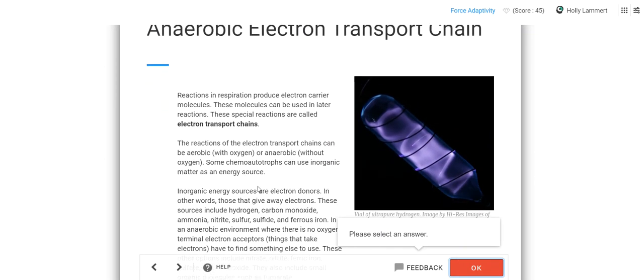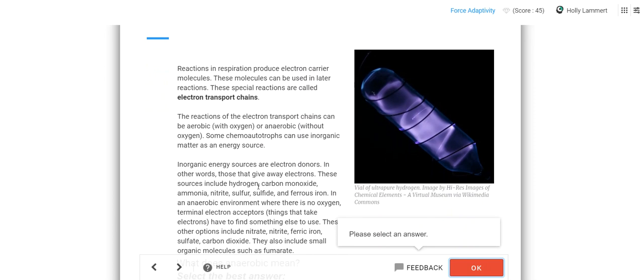Aerobic electron transport reactions in respiration produce electron carrier molecules. These molecules can be used in later reactions. These special reactions are called electron transport chains. We just learned about those. The reactions of the electron transport chain can be aerobic with oxygen or anaerobic without oxygen.